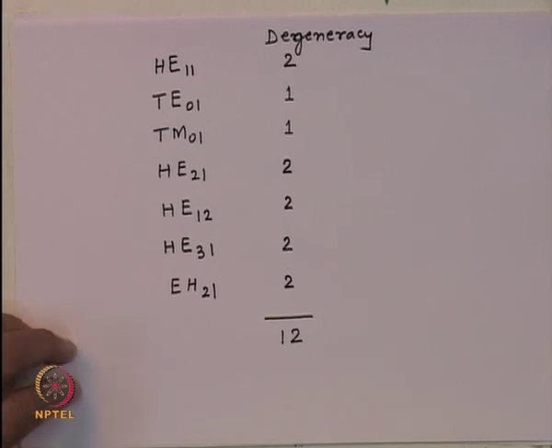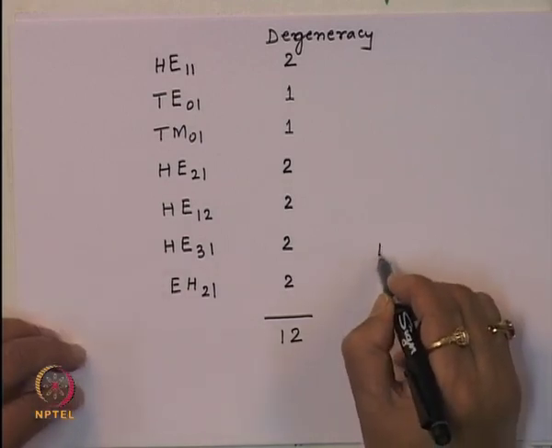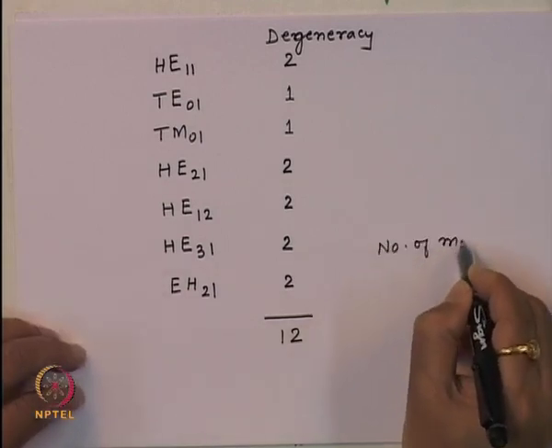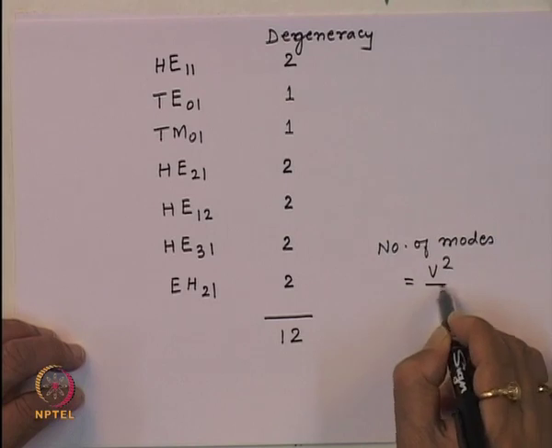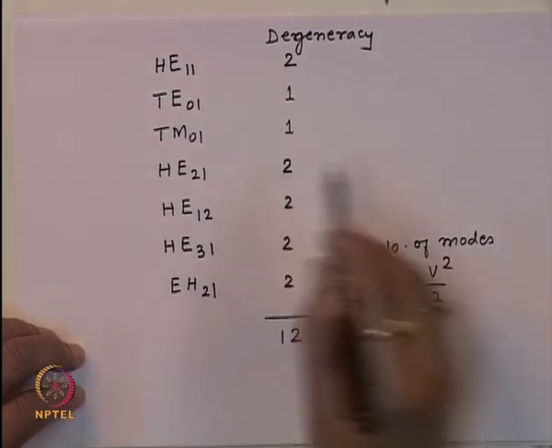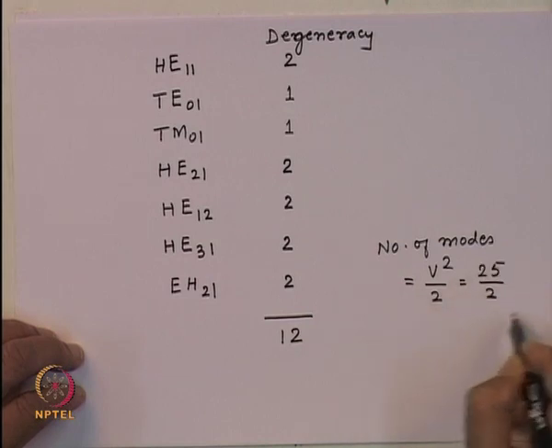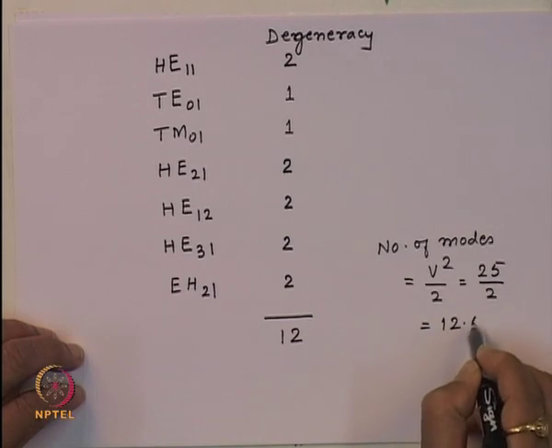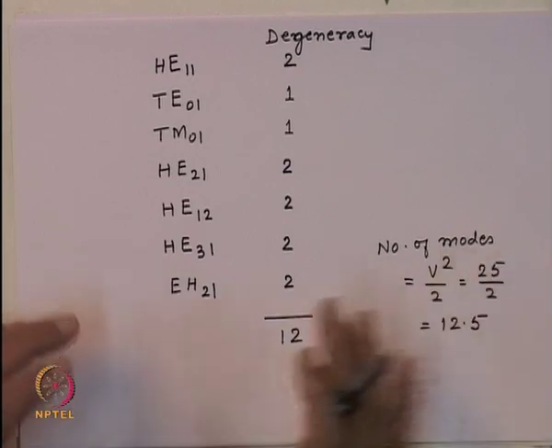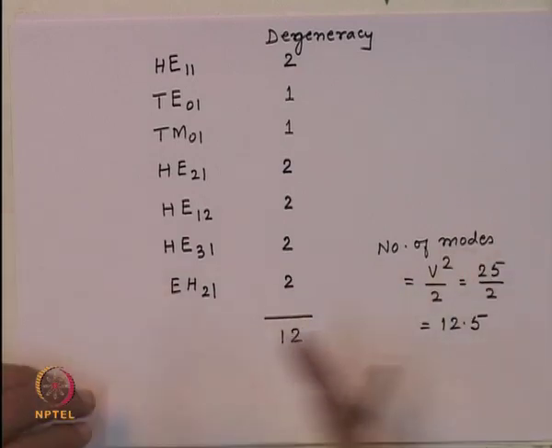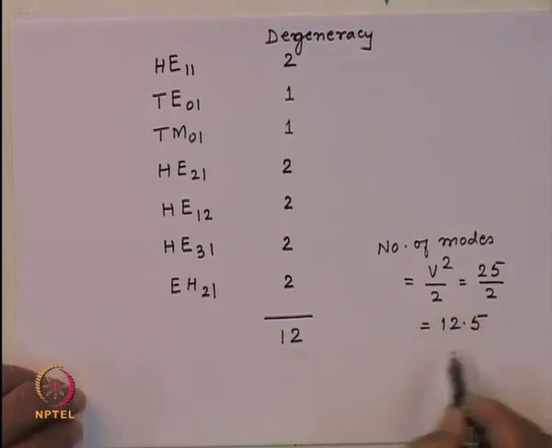How does this compare with the approximate relation? If you had calculated by using the approximate formula, the number of modes in a fiber will be approximately V squared by 2, and V is 5. So, this is 25 divided by 2, that is equal to 12.5. So, you see the formula is reasonably accurate, but when the V number is very small, the formula may give you a little error, but the results are reasonably accurate.